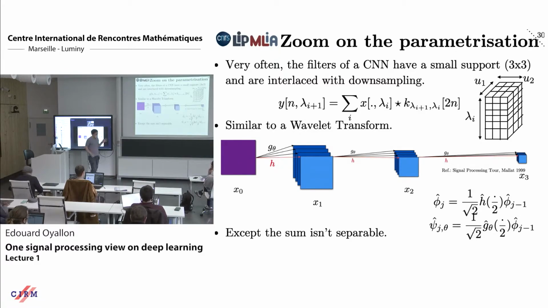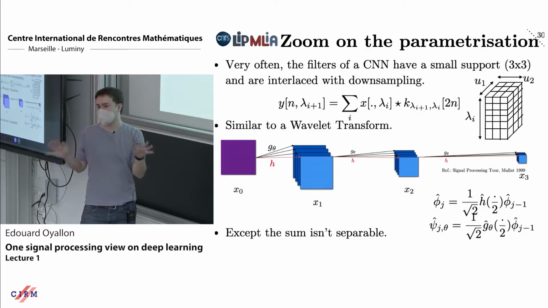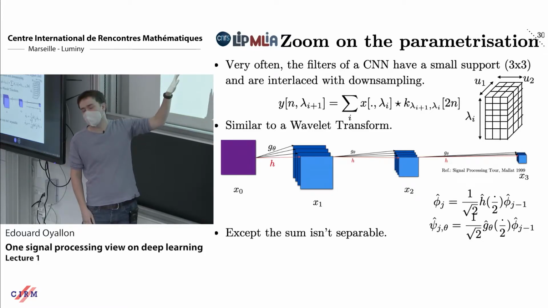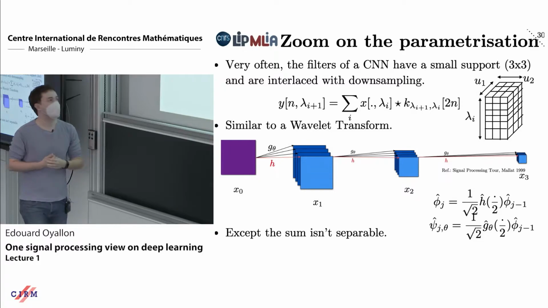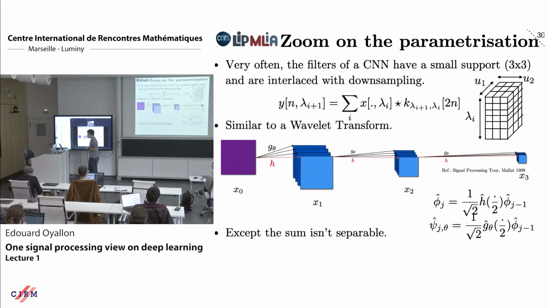Of course, the main difference with the wavelet transform is that the sum is not separable. Here, the sum makes it super different from a standard wavelet transform. You could implement a wavelet transform with this kind of operator, but there is a sum, so it's not. People call it convolution, but actually you can just say this is a linear operator which is covariant with the action of translation. That's equivalent.